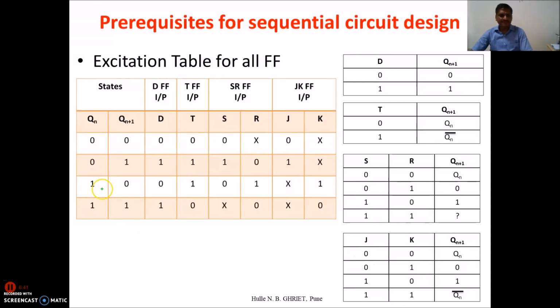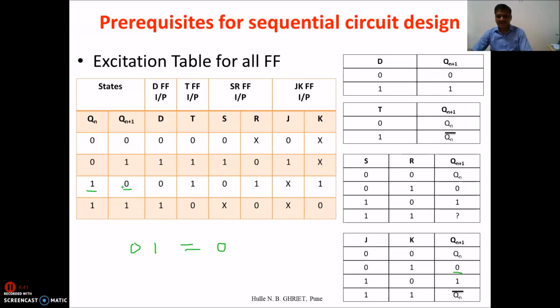Next, present state is 1, next state we want to be 0. Present state is 1, next state we want to be 0. Next state 0 is possible by applying the input 0 1. We will apply the input as 0 1. In that case, next state 0 is possible. This is one condition. What is the other possibility to have a next state of 0?